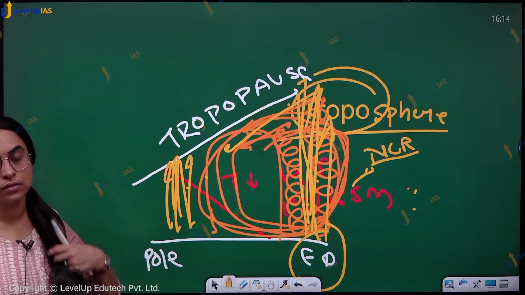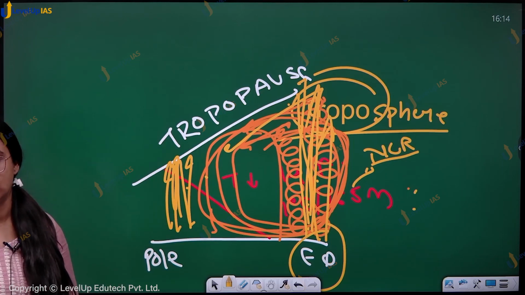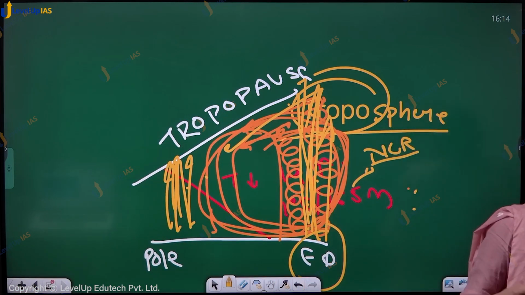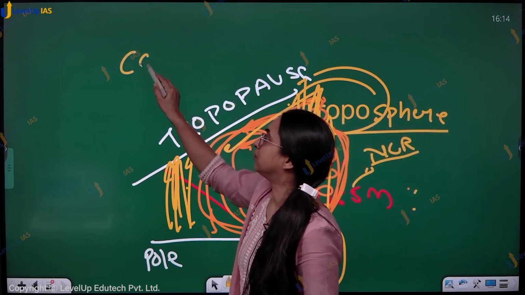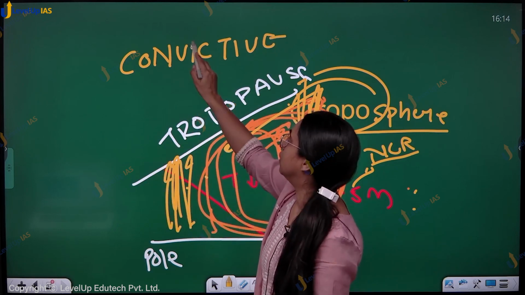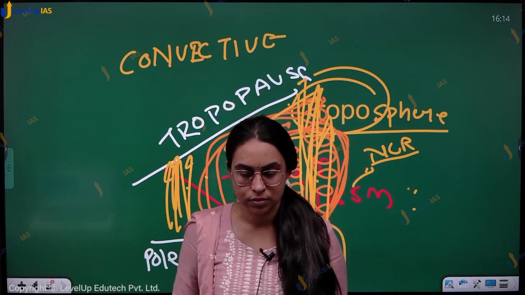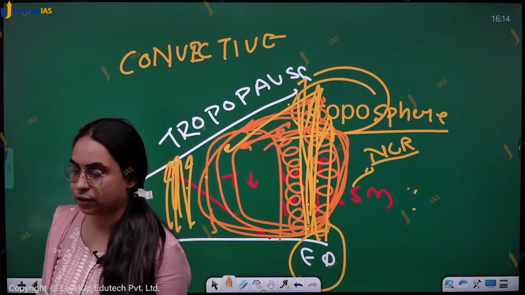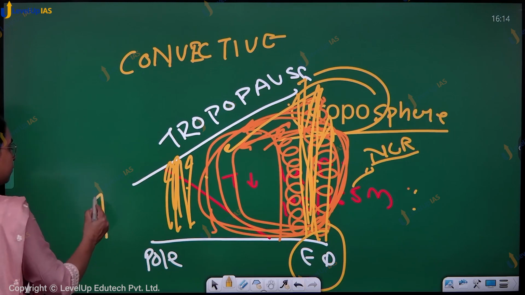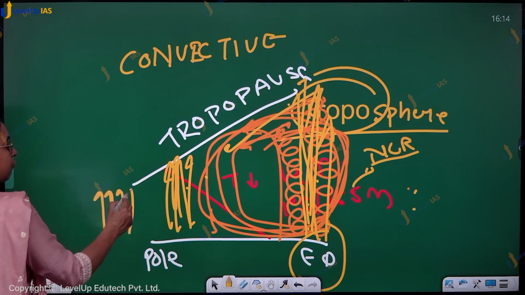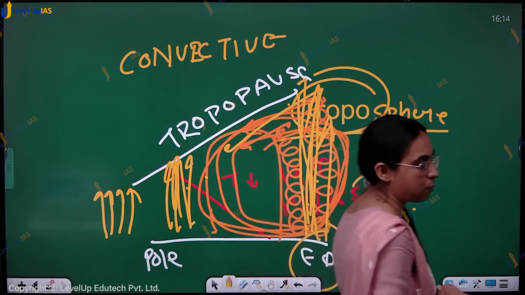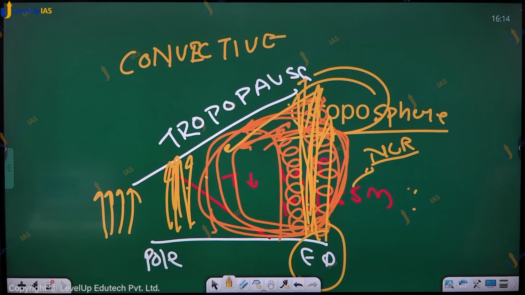Troposphere is also called the convective region, C-O-N-V-E-C-T-I-V-E, convective region, since all the convection stops at the tropopause.